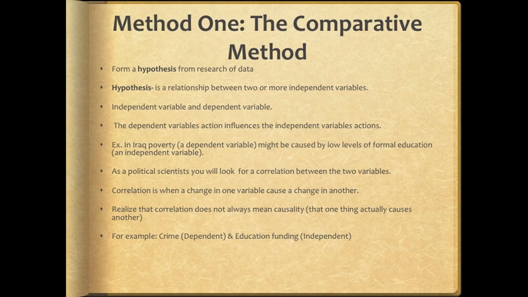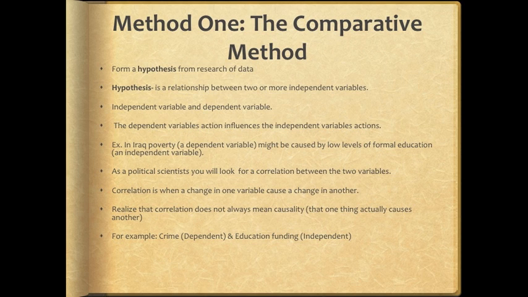So, for example, crime, is that caused by low levels of education funding? Well, that's not necessarily a correlation. Could be a causation, but not a correlation. So, in order to find causation rather than correlation, you have to look at a lot of data.